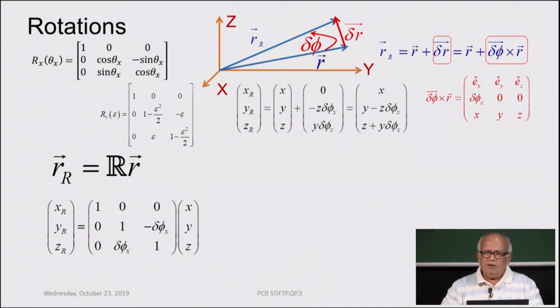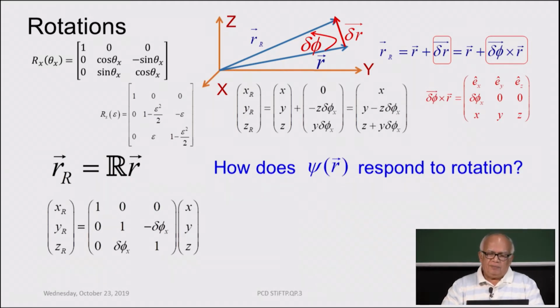So, this is your situation with respect to coordinate transformations. Now, you ask, how will a wave function transform? Because the wave function is a function of the coordinates. You know how the coordinates transform under rotation. So now we are asking, how does the wave function transform?